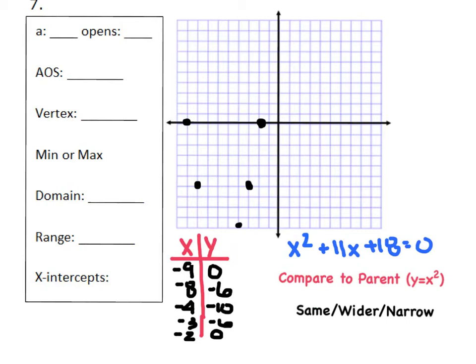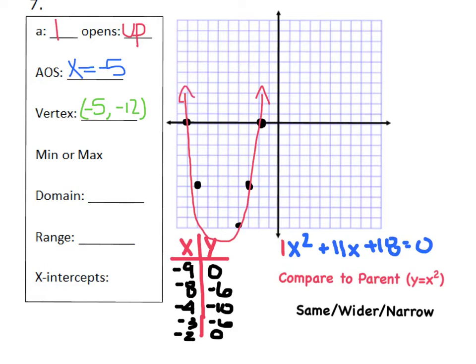Notice here I went ahead and graphed a few points for you. So go ahead and take some time to do that. I know, so you might need to pause. The vertex for this problem is negative 5, negative 12. Alright, so let's figure some stuff out. My a value is 1. If my a is positive, I know it opens up. Because I told you that the vertex is negative 5, negative 12, I know that my AOS is x equals negative 5. If this graph opens up, then that means that I have a minimum for my vertex.